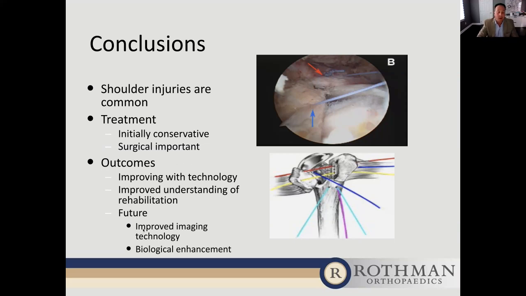I think as we get better, we're improving imaging technology, so we can really diagnose things a lot better. And I think the biological enhancement is really going to be a huge key in the future to enhance what we do surgically to try to get our outcomes to not be 95%, but maybe 100% or 99%. That's the ultimate goal, to be 100% perfect. Right now, it's a goal. It's not attainable right now, but hopefully between technology and technique, we can get to 100%.